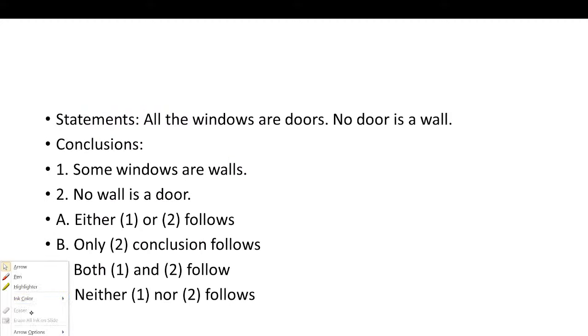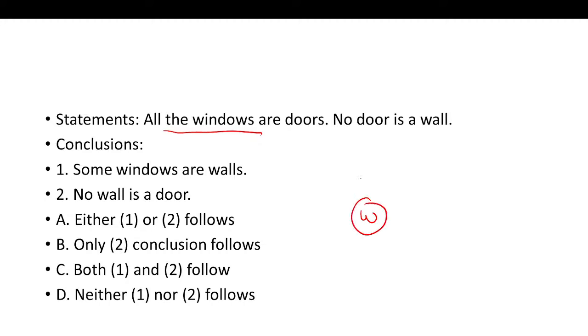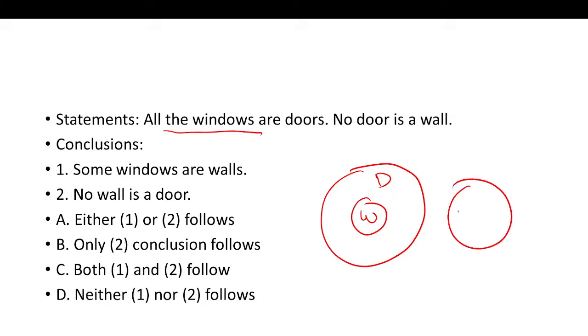Can you answer? All the windows are doors. All the windows are inside the doors, and no door is a wall. There is no relationship between door and wall. Okay, look at the conclusion. What is the first conclusion? Some windows are walls.